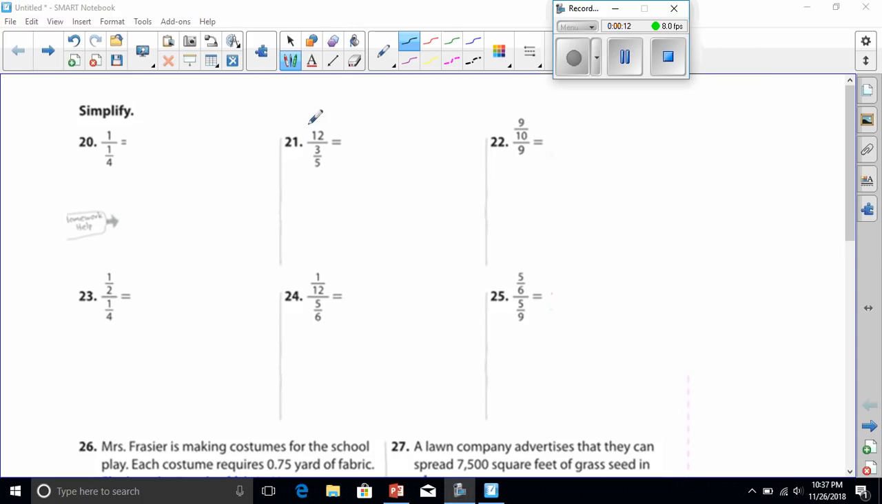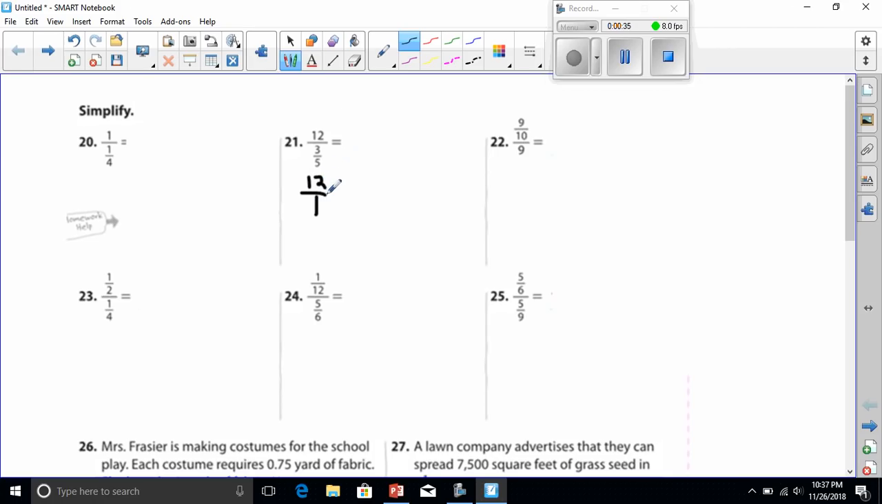Doing number 21, we have 12 over 3/5. Once again, we have a fraction, which is a division problem, but whenever I have a complex fraction, which is a fraction in a fraction, I remember I use keep, change, flip, or KFC, as I like to call it, in order to go ahead and find my answer. I remember that 12 is really 12 over 1.